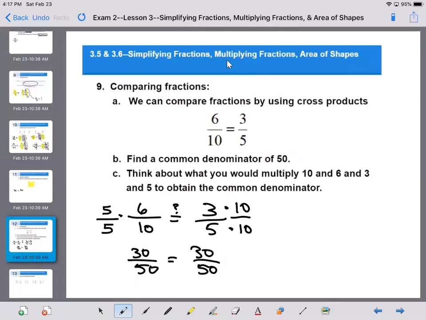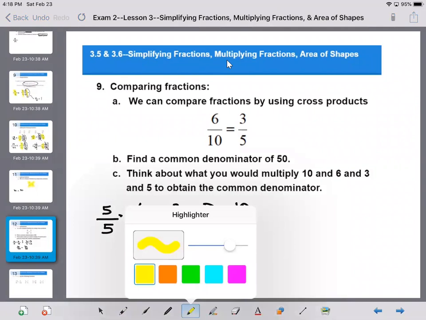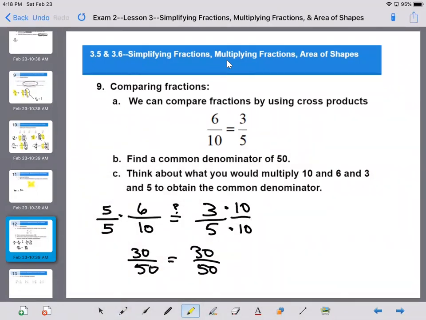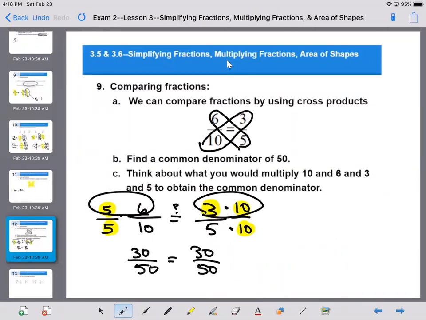Now, if you also look, what did we multiply the 3/5 by to get a common denominator? It was 10/10. But notice what you multiplied 3 by. You multiplied 3 by 10. Notice over here, what did you multiply 6 by? You multiply 6 by 5 to get that common denominator of 10. So multiplying that 6 by 5 and that 3 by 10, notice that represents how you are using cross products.